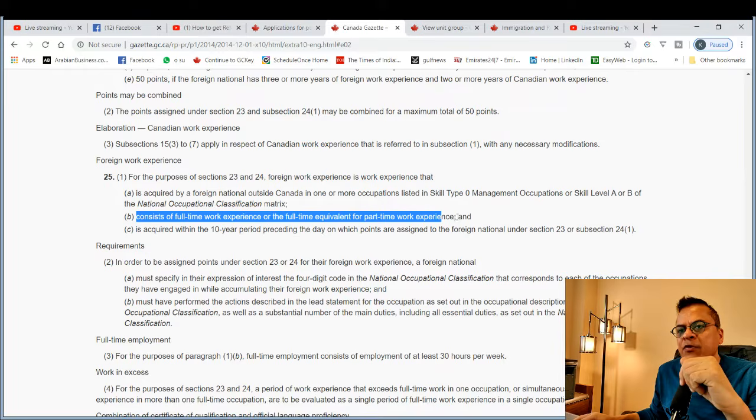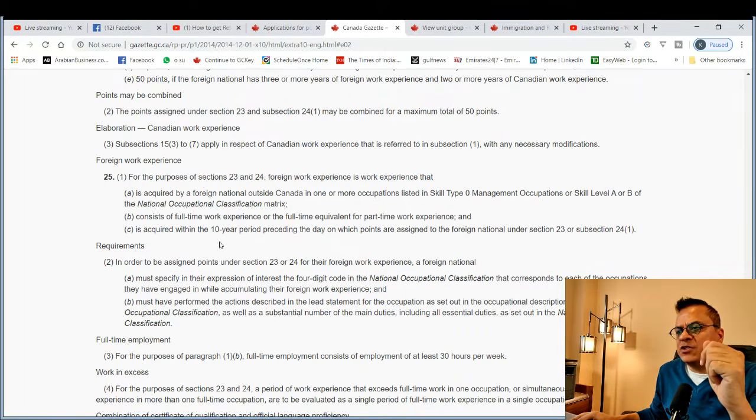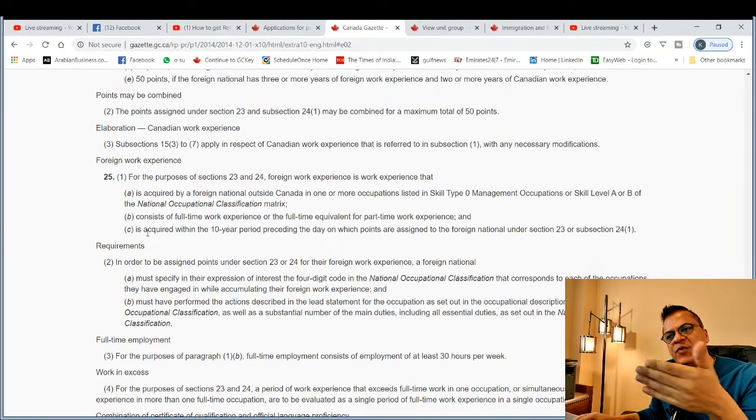25(1)(b) again consists of full-time work experience or full-time equivalent for part-time work experience. Basically, if you have done 30 hours per week for 1 year, that's 1 year of full-time work experience. But if you have been working 15 hours per week, then you will need to work for 2 years, and that will be equivalent to 1 year of full-time work experience.